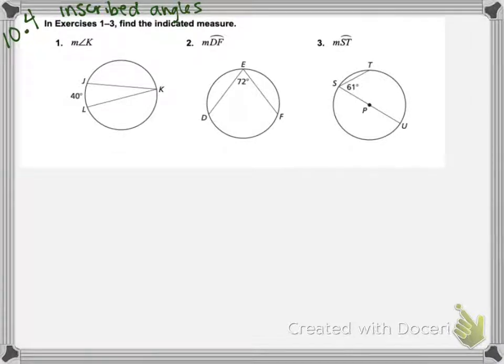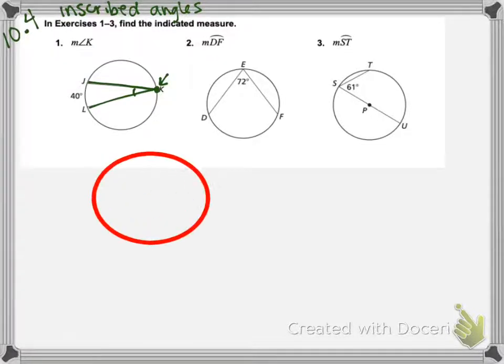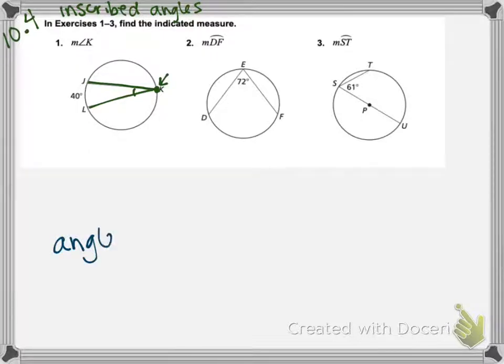So inscribed angles means that the vertex of the angle is on the circle, whereas central angles, the vertex is on the center of the circle. So with central angles, the angle is congruent to the arc. However, with inscribed, that is not the relationship that you'll see. You'll see that the angle is going to be half the intercepted arc, and the arc will be 2 times the angle.